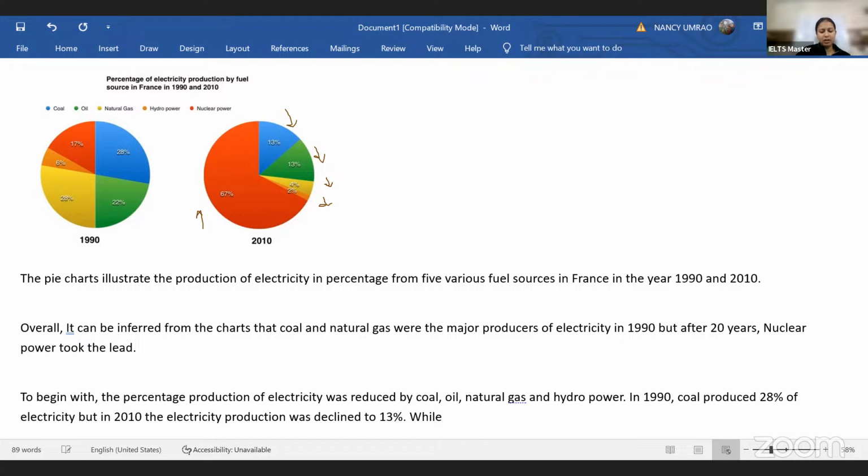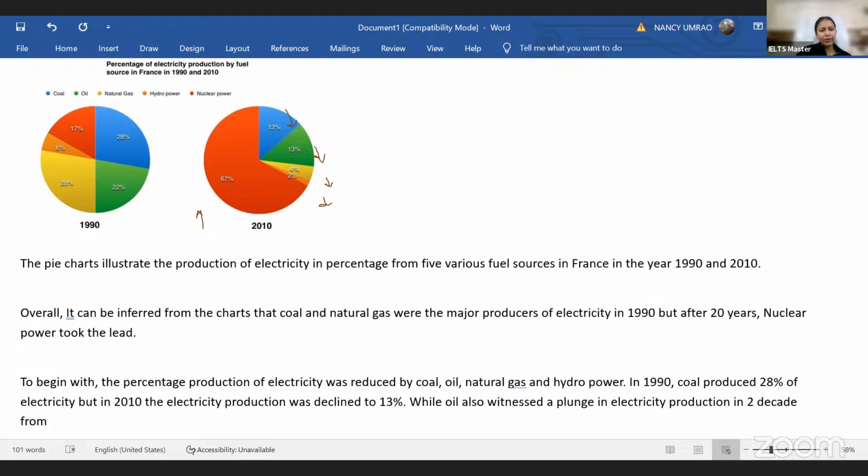Now, if I talk about oil, while oil also witnessed a plunge in electricity production in 2 decades from 22% to 13%. Full stop.